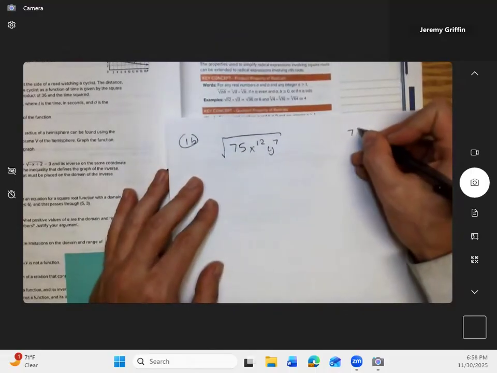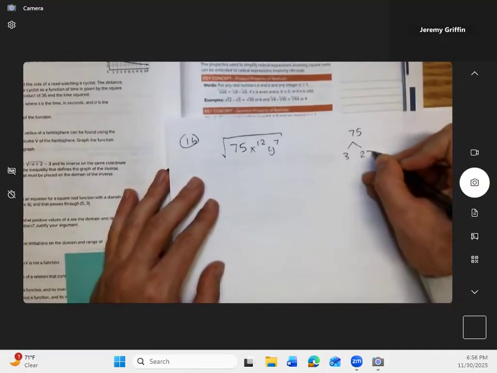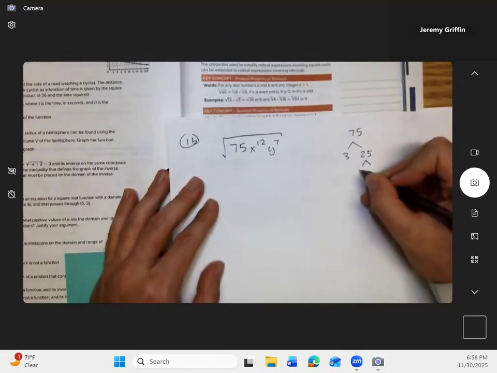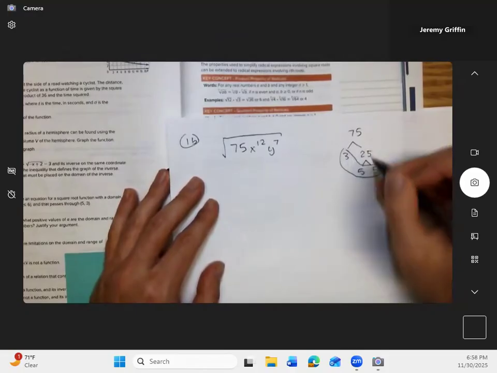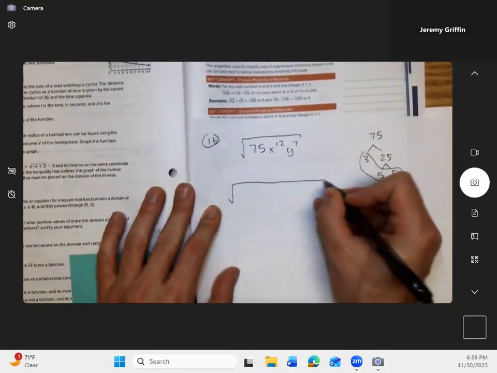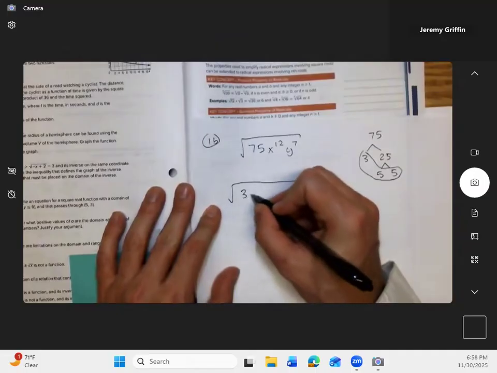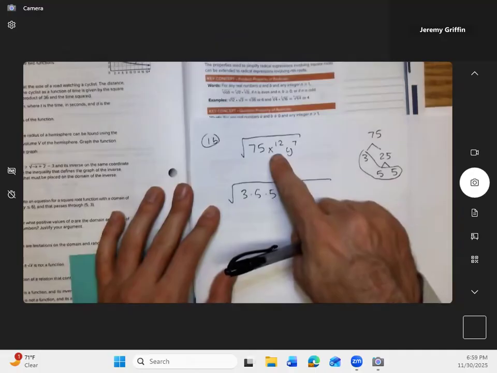Now 75, what does that break down to? Well, I know 3/4 is 75 cents, so that could be 3 times 25. And 25 breaks down to 5 times 5. So I think 3 times 5 times 5, that could be this. Let me write that. So we got the square root, and in place of 75, I'll do 3 times 5 times 5. And then x to the 12.